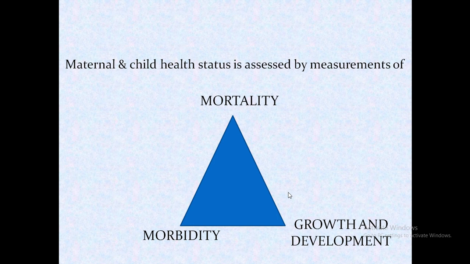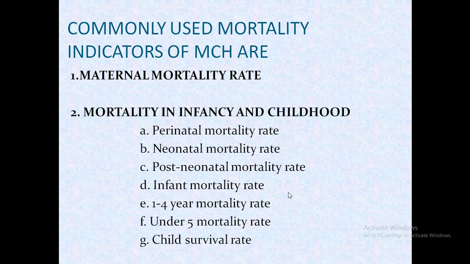Maternal and child health status is assessed by measurement of mortality, morbidity and growth and development of the child. Commonly used mortality indicators of maternal and child health care are divided into two groups. One is maternal mortality rate, and the other is mortality in infancy and childhood. Mortality in infancy and childhood is again divided into perinatal mortality rate, neonatal mortality rate, post-neonatal mortality rate, infant mortality rate, 1 to 4 year mortality rate, under 5 mortality rate and child survival rate. These things we will discuss in detail in the next slides.